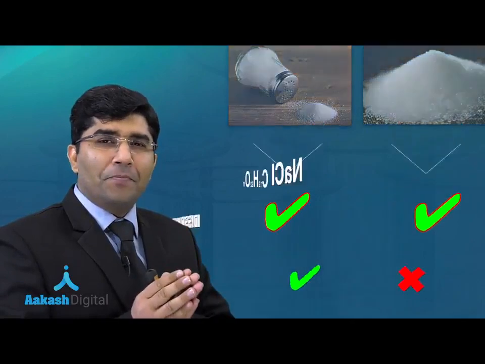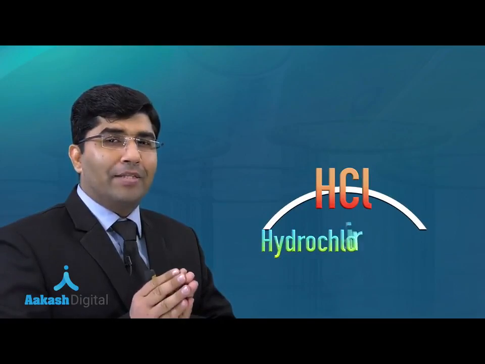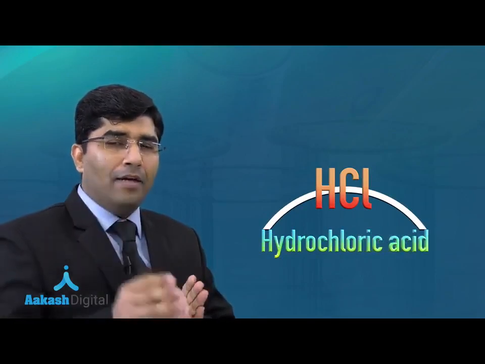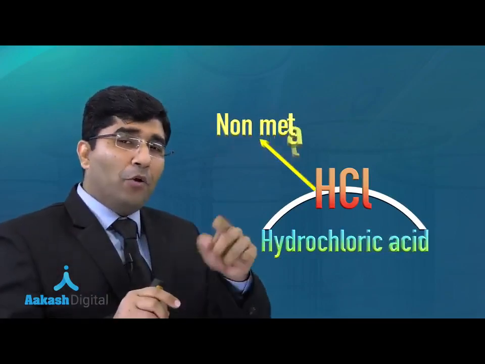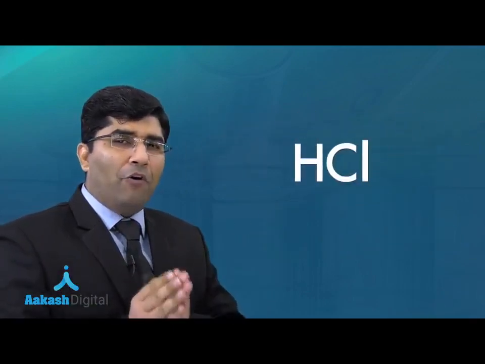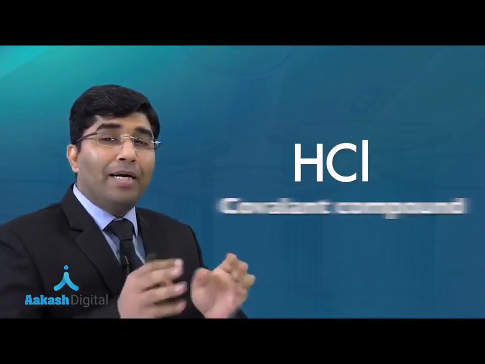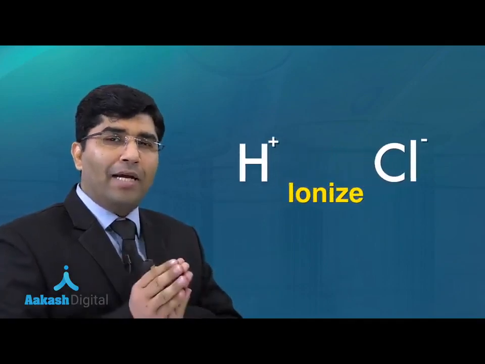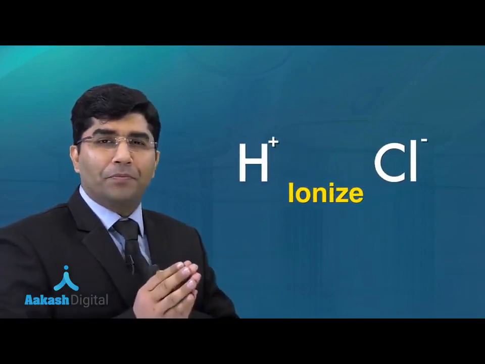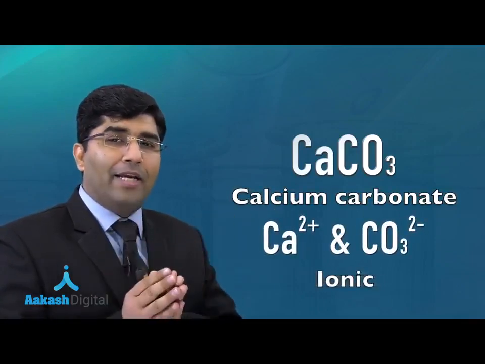But my dear friends, if I consider HCl, hydrochloric acid, then hydrogen is a non-metal, chlorine is a non-metal, and they will combine to form a covalent compound. But HCl completely ionizes in water, and we know that HCl is a very strong acid, right? Now CaCO3, calcium carbonate, has Ca2+ and CO3 2-. It is ionic in nature.